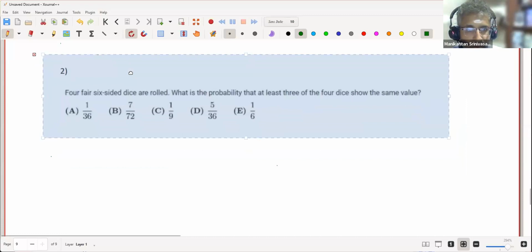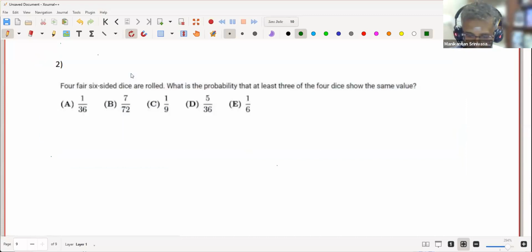Okay. So this was the, are you able to see my screen, right? Okay. So this was the question. We solved this question as it is, and we got 7 by 72, if you guys recall. Recording is on, right? Recording is on. Okay, good. Okay, so we got 7 by 72.